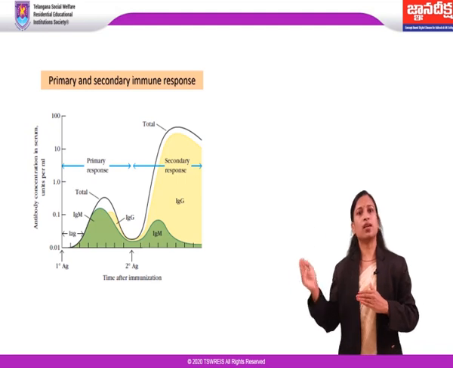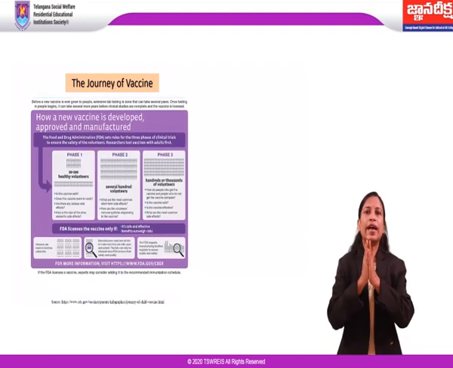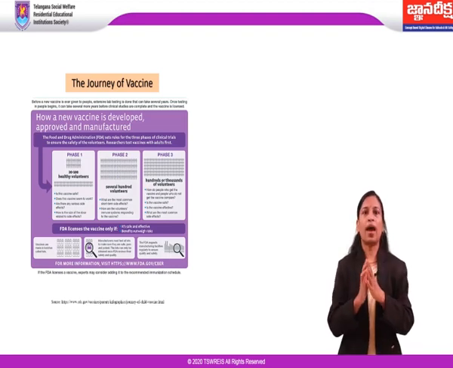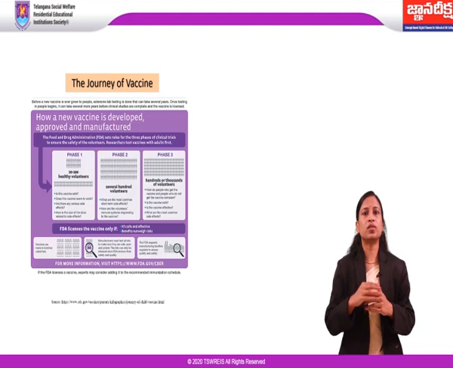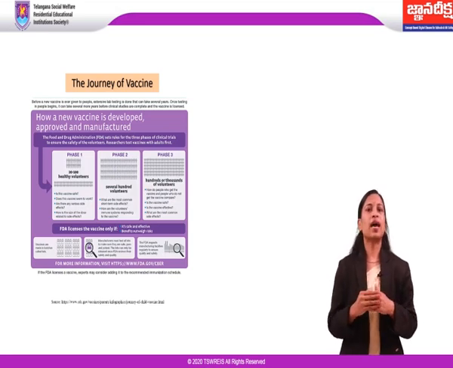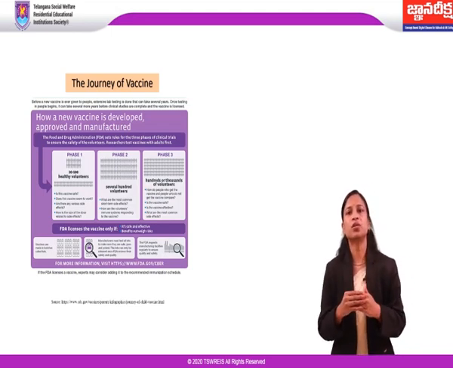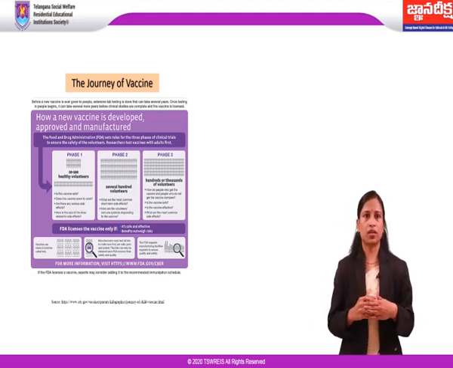Now, let's see the journey of vaccines. Before a new vaccine is given to people, it must go through several stages of testing to make sure that it is safe and efficient. In discovery and preclinical phase, researchers work to develop a potential vaccine for the organism and test it in the laboratory and on model animals. In clinical Phase 1, the vaccine is first tested on a small number of healthy people, around 20 to 100, to check that the vaccine is safe and immunogenic.